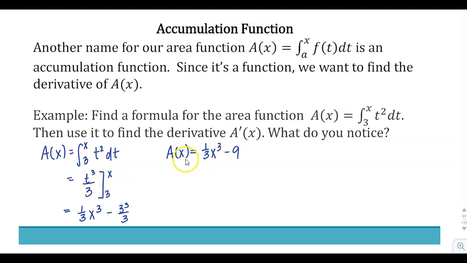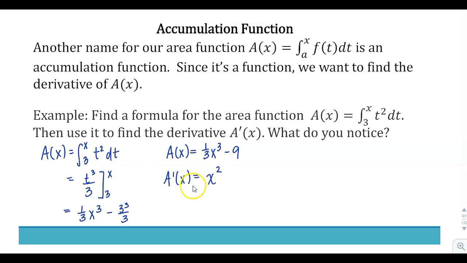So we've actually found an explicit formula for this area function: 1/3 x cubed minus 9. We were able to do that because we could easily find the antiderivative of this t squared function here. So now we have just a polynomial to find the derivative, A prime of x. We're going to use the power rule. So we're going to bring the power to the front, reduce the power by 1, so we're going to get just x squared.